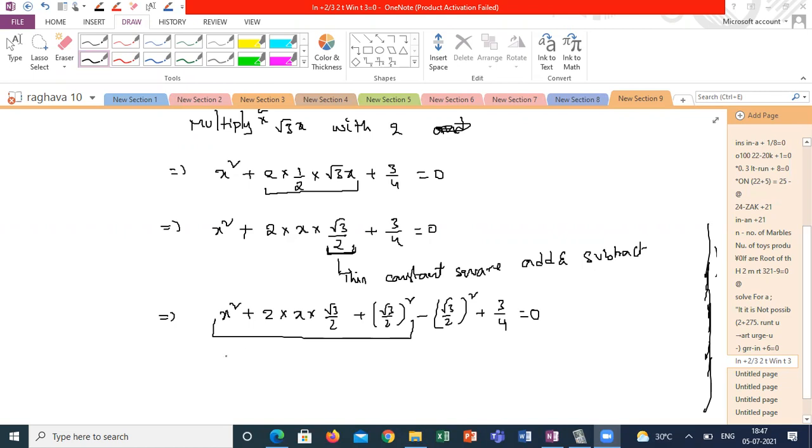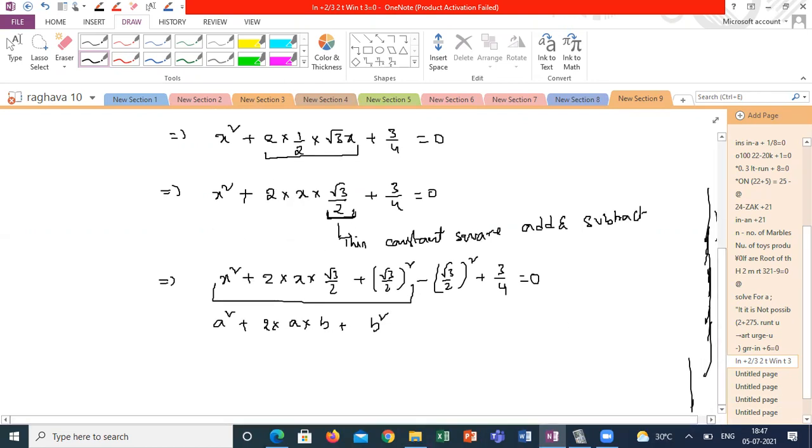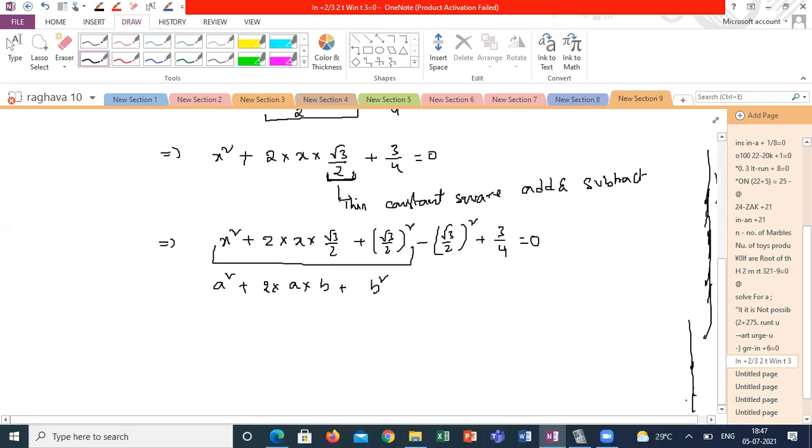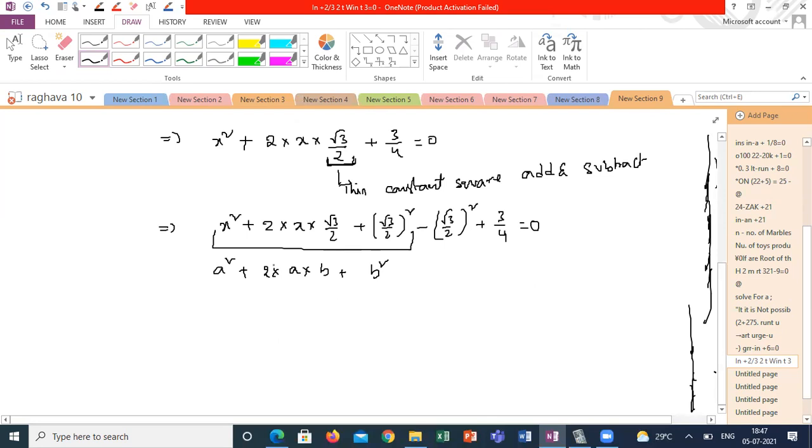Yeah, so this is looking like a square plus 2 into a into b plus b square. Now I understand why I am dividing by 4, why I am multiplying and dividing by 2, and why I am squaring that constant and subtracting it again. Are you clear, guys? The reason behind all these steps is that I have to make the given expression a perfect square plus or minus some number. That is the logic behind this.